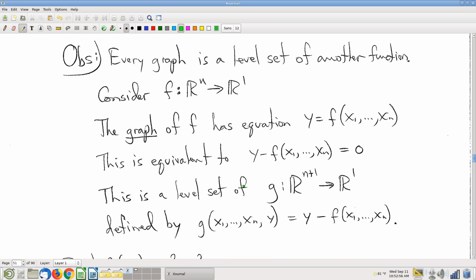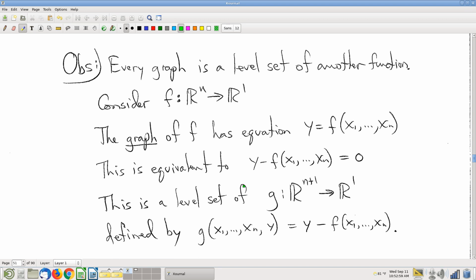Okay. So here's a neat fact. In order to talk about this fact, we have to be very careful about this distinction between graphs and level sets. This is a true and important statement that you can make if you're careful with the distinction between graphs and level sets. And here it is: every graph is, in fact, a level set of a different function. Not the same function, of course, but every graph is actually a level set of a different function.